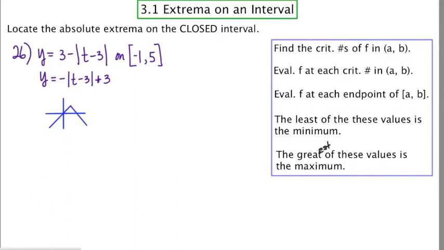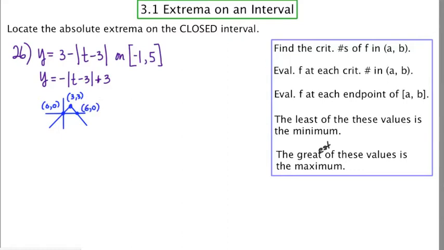Okay, so I'm going to label some significant points on here. This point right here at the top is (3, 3). And I also know that if I plug in 0, the output of that's going to be 0. So (0, 0) is also a point. That's going to be this guy here. And this point over here, just using the properties of symmetry and knowing that these V's are symmetric, this is going to be (6, 0).